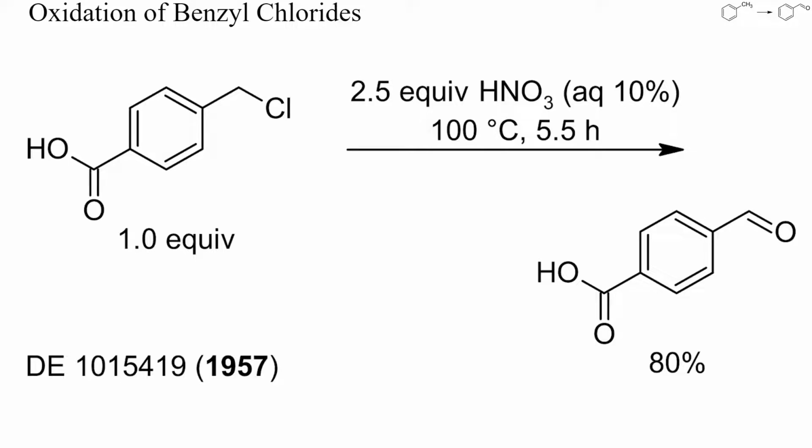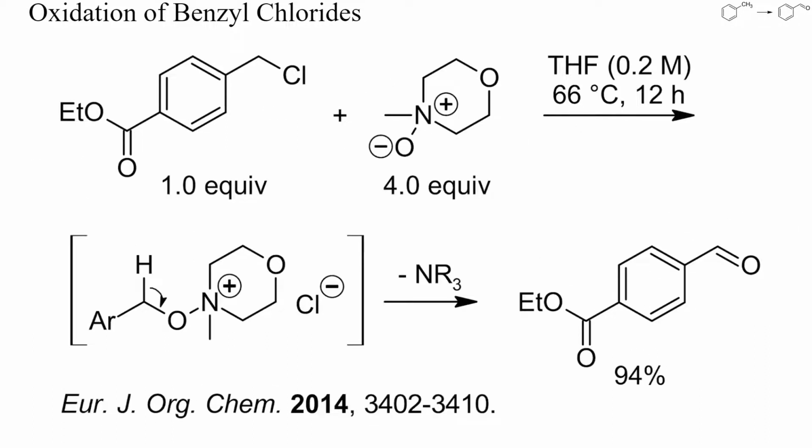One practical, environmentally friendly reagent is aqueous nitric acid. In this example, refluxing for 5.5 hours gave a high yield of the target aldehyde. No over-oxidation or aromatic nitration occurred. Also, amine oxides can selectively oxidize benzyl halides to benzaldehydes. Here, the reaction was conducted in refluxing THF and gave an almost quantitative yield of aldehyde.